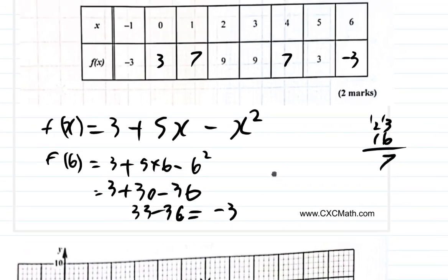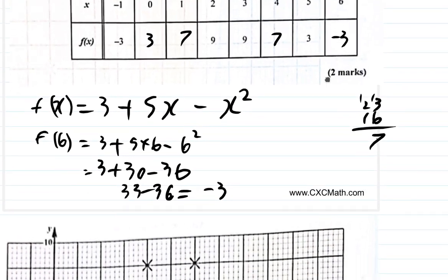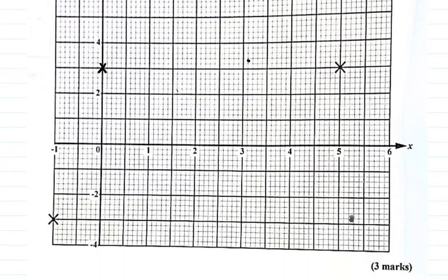And we have 5, 3. They plotted that for us already. 6, negative 3. 6, negative 3 would be down here. Alright, so let us plot that. 6, negative 3 would be there. Okay.